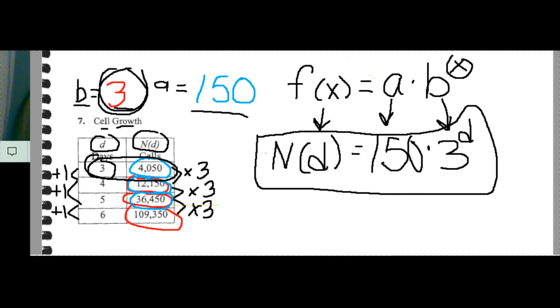So it's not too bad to find it. It's incredibly similar to what we did when we were solving and writing linear equations. We found our slope, and then we picked a point and plugged in our input, our output, and our slope, and solved for b, the y-intercept. It's the same concept here. Here we're finding our constant multiplier, and if the initial value is not given to us in the table, we just pick a point, plug in the input, the output, and the constant multiplier, and solve for a, which is our initial value.